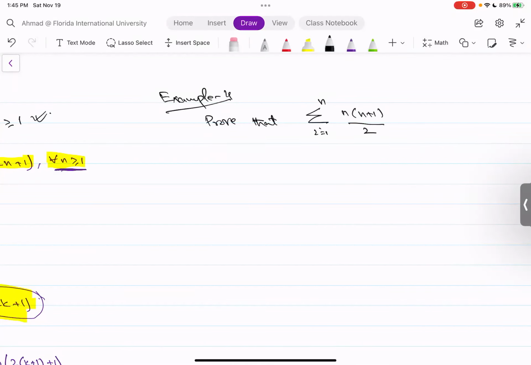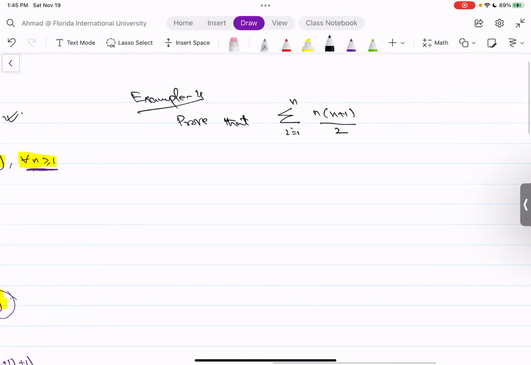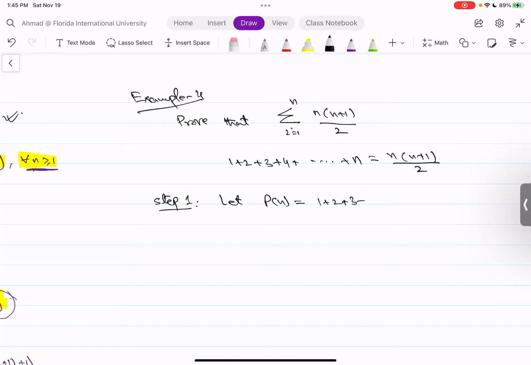So you can get the question like this, or you can write it as the sum of the first n natural numbers, which is 1 plus 2 plus 3 plus 4 plus so on up to n is equal to n into n plus 1 divided by 2. You can even write it like this. So now we are interested to prove it by mathematical induction. My step number 1 is the same. Let P of n be 1 plus 2 plus 3 plus so on plus n is equal to n into n plus 1 divided by 2.